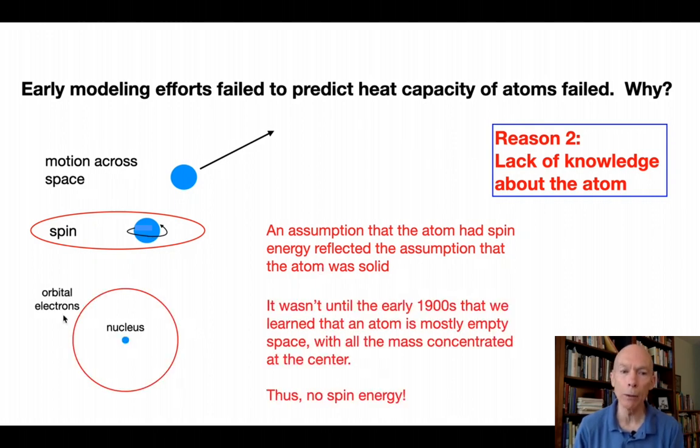As we know now, all of the mass of the atom is in the nucleus. It wasn't until the early 1900s that we learned this. So it wasn't until the early 1900s that the kinetic theory of gases could accurately predict this. And this, I believe, is the reason why no early theorists even predicted the heat capacity of a monatomic atom.